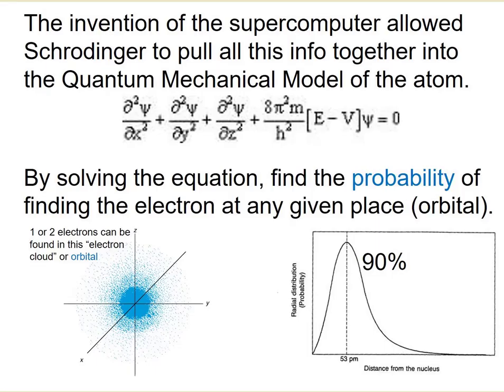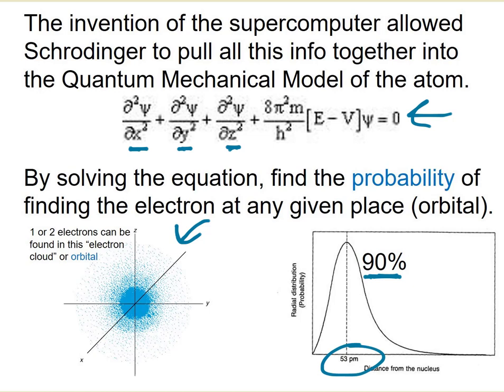With the invention of the supercomputer, this allowed Schrodinger to put all the information together, and he came up with this very complicated equation here, but I have it here to show you the x, y, and z. So these are coordinates. So he's able to figure out the probability of finding that electron at any one place around the nucleus, and he came up with something that looked like this.